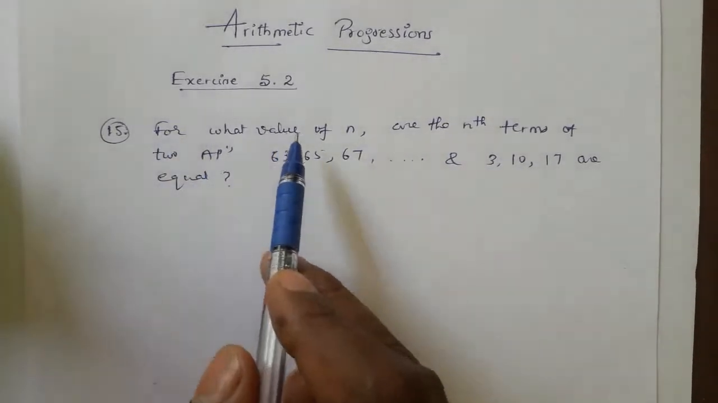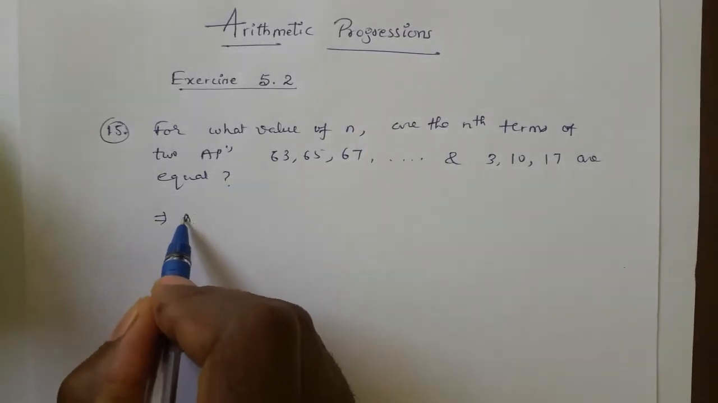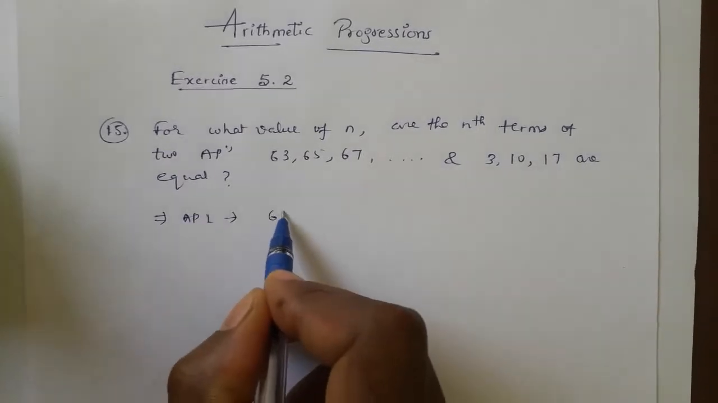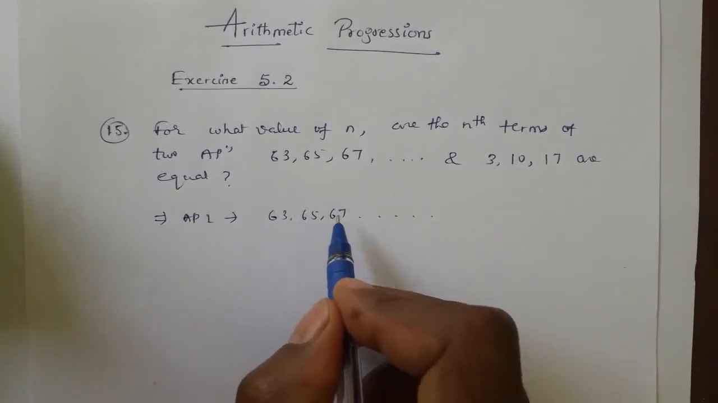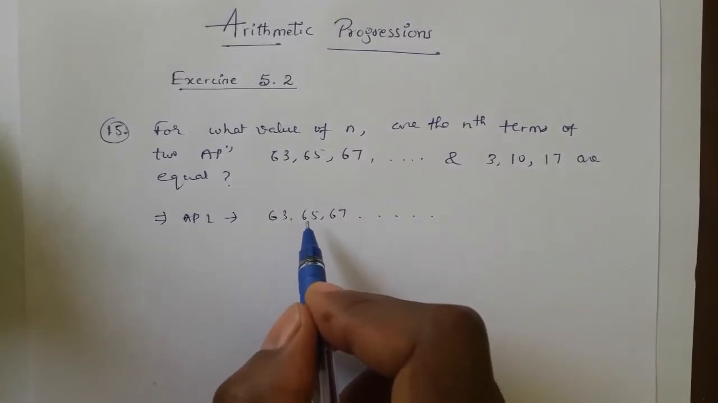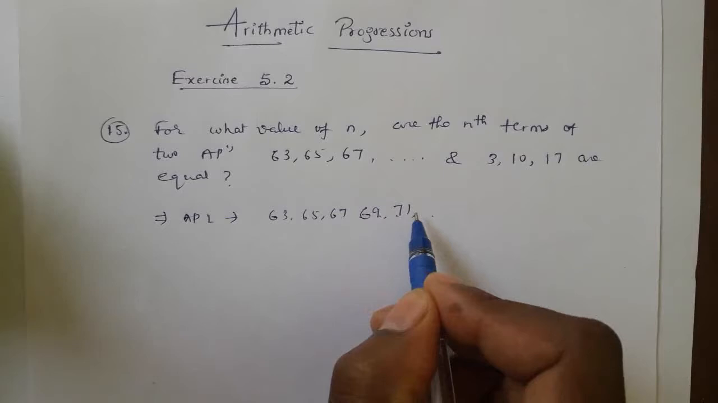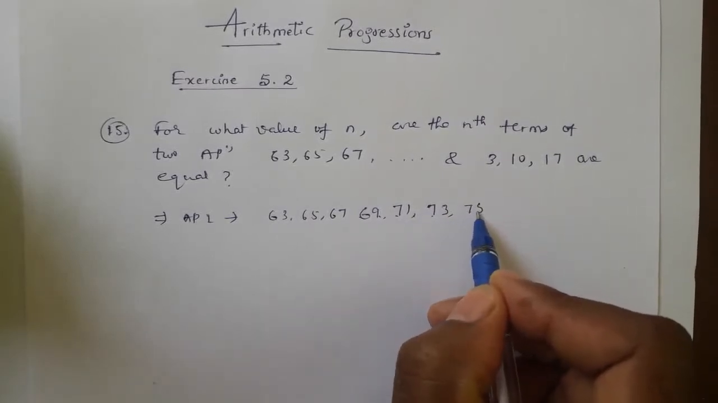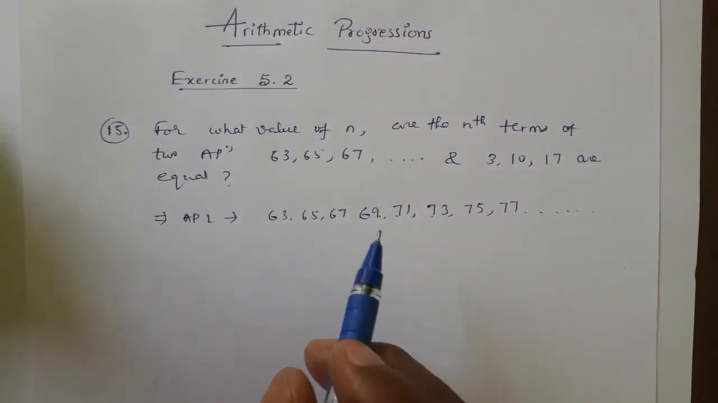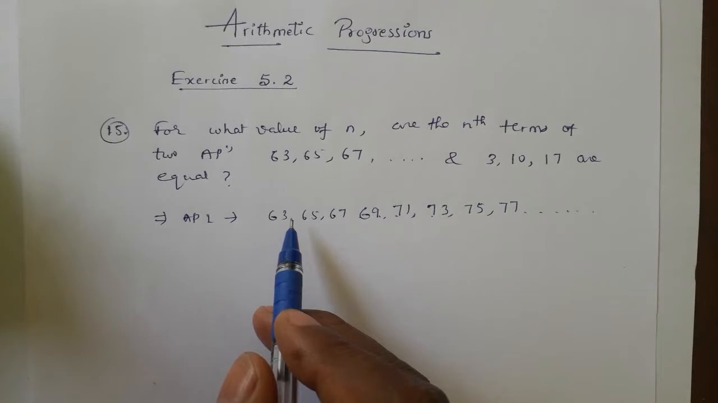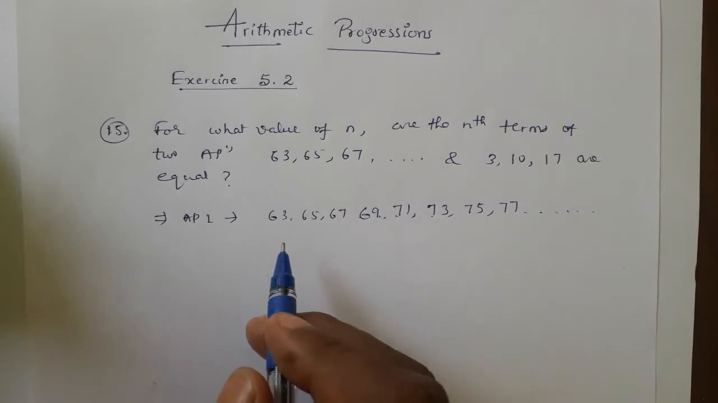They are saying for what value of n? N is what here? Number of terms. See, the first AP is having 63, 65, 67. That means the first AP is increased by 2, pardon me. 63, 65, 67, next is 69 should come, 71, 73, 75, 77, like that it is moving in the right side direction with 2 added, because the common difference is 2 here. 63 after 65 means 2 is increased. So between two successive numbers, 2 is the common difference.